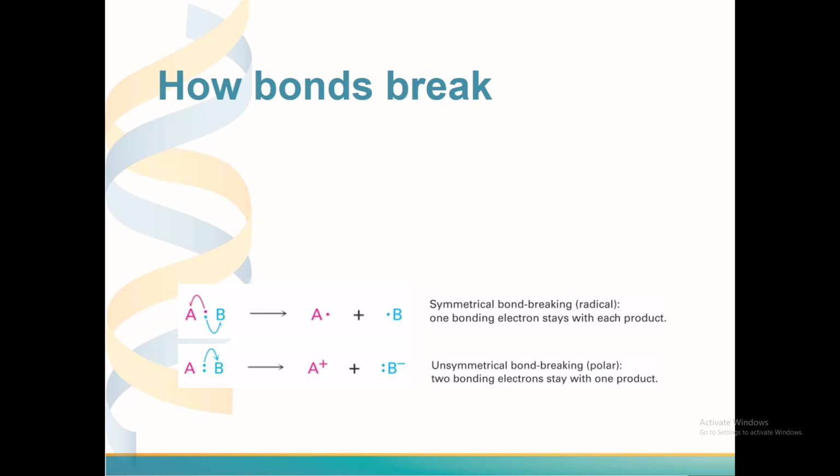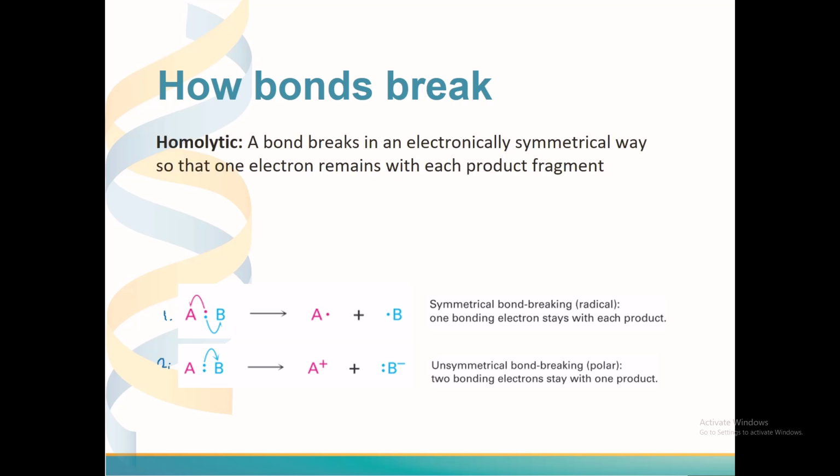How bonds break. Here there are 2 examples given to you, reaction number 1 and reaction number 2. It could be homolytic, where a bond breaks in an electronically symmetrical way so that one electron remains with each product fragment. If you remember, I once mentioned that when an arrow shows a full arrowhead like this, that means a pair of electrons is moving.